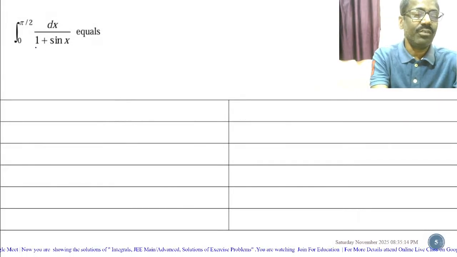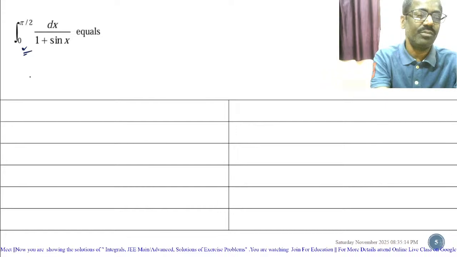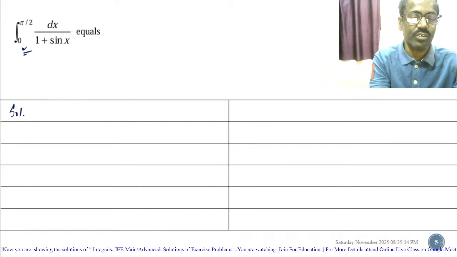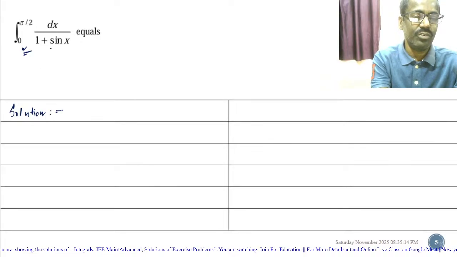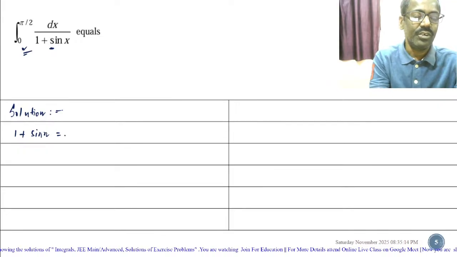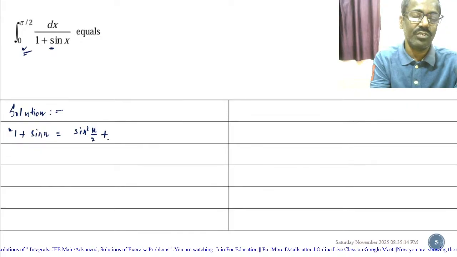Let's see this question. This is also a very easy question. The standard of the question is JEE Main or Advanced. So let's discuss this one. 1 plus sin x equal to, for 1 we write sin square x by 2 plus cos square x by 2.